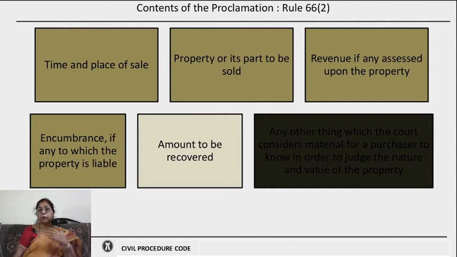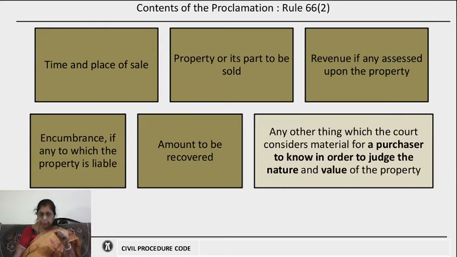Then the proclamation has to state the amount to be recovered from the property and any other thing which the court thinks is material for a purchaser of the property to know, so that he can judge the nature or value of the property and decide. So, whatever thing is necessary, the court may say that these things have to be mentioned in the proclamation.